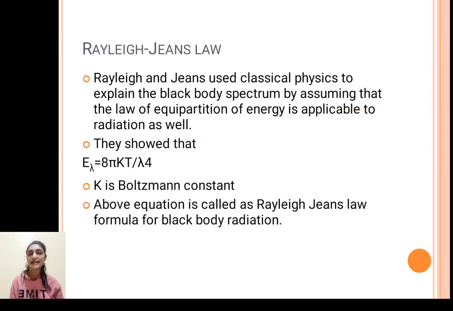What is the Rayleigh-Jeans law? Rayleigh and Jeans used classical physics to explain the black body spectrum by assuming that the law of equipartition of energy is applicable to radiation as well. And they showed that E equals 8 pi kT upon lambda raised to 4, where k is Boltzmann's constant. The above equation is called the Rayleigh-Jeans law formula for black body radiation.